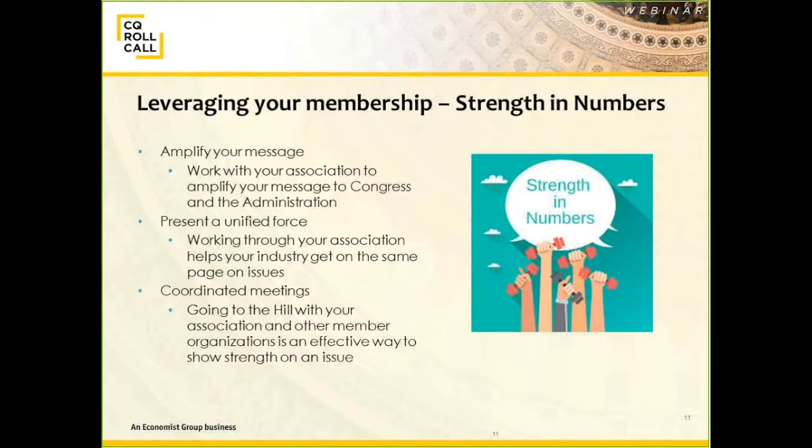And I don't think Josh would let me do one of his webinars without including a famous historical quote, so I'll just say this. Lincoln said it best, "A house divided against itself cannot stand." I can't tell you how many times I've gone to the Hill and heard from staffers that industry needs to be on the same page on an issue when it's presented to them.